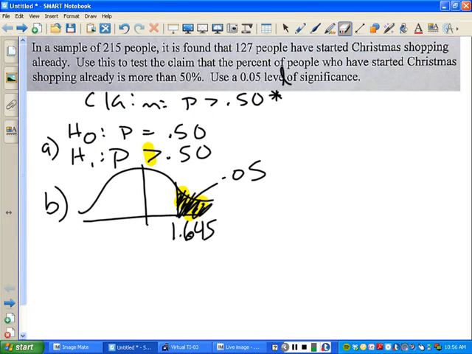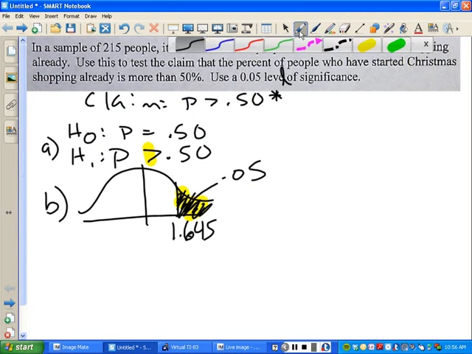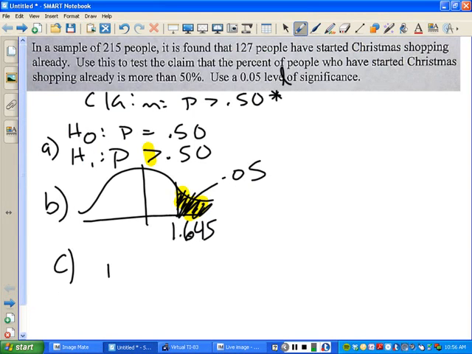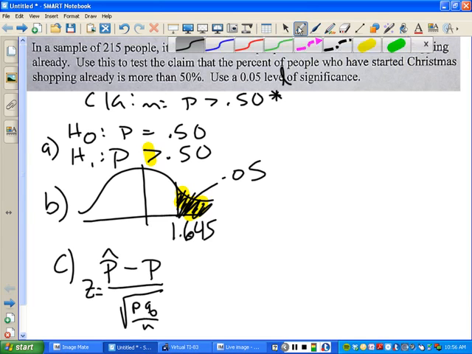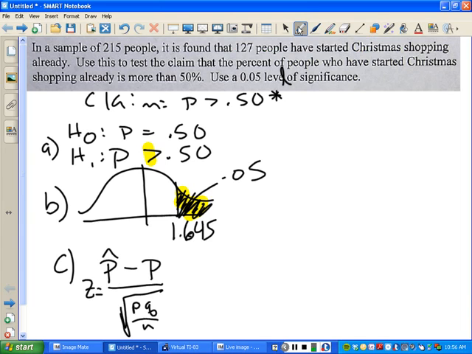Part C, you have to know the formula. No substitute for preparation, well, except for cheating. It's P hat minus P divided by the square root of PQ over N. Again, I want to remind you that the square root comes all the way down to the bottom. It doesn't stop early. It comes all the way down to the bottom.